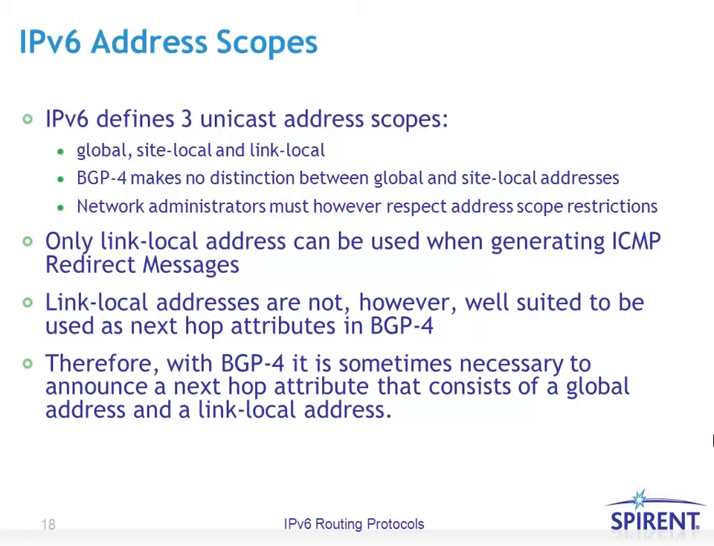Another limitation is to only use link local addresses when generating ICMP redirect messages. Link local addresses are not well suited to be used as the next hop attribute in BGP4 for obvious reasons. So with BGP4 it is sometimes necessary to announce a next hop attribute that consists of a global address and a link local address.